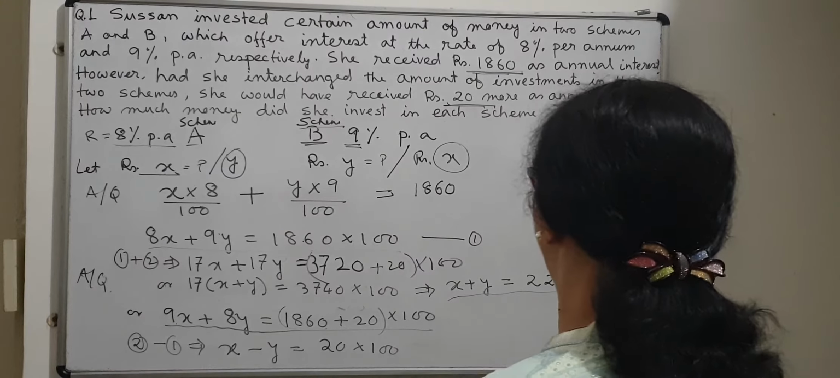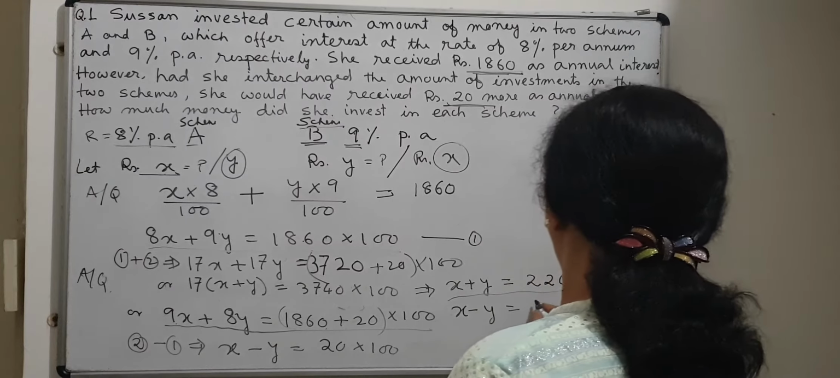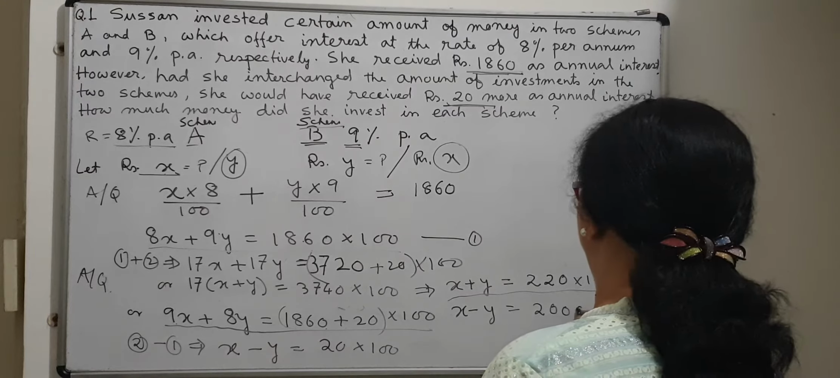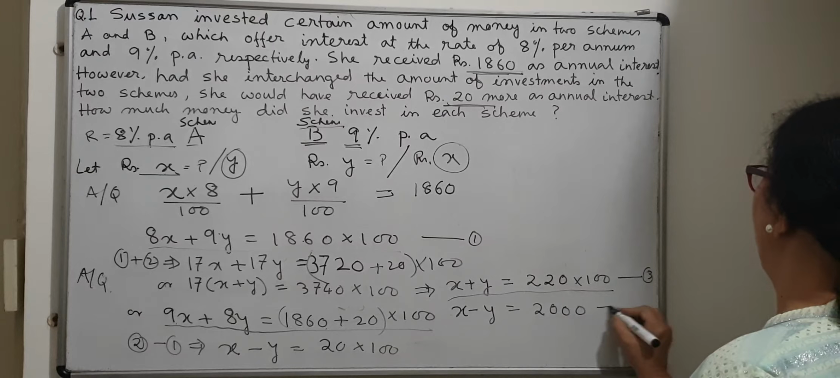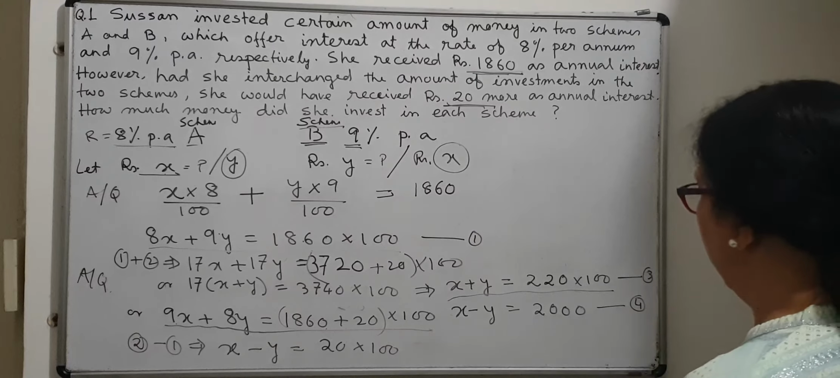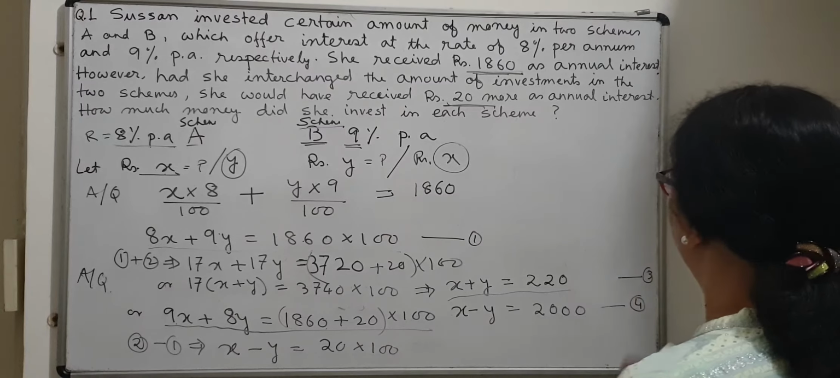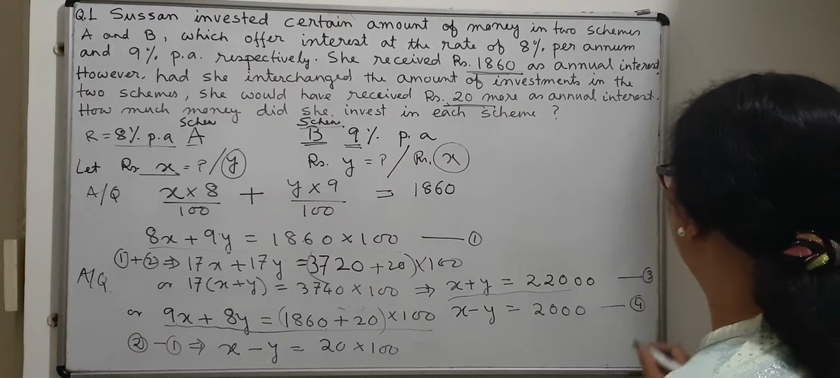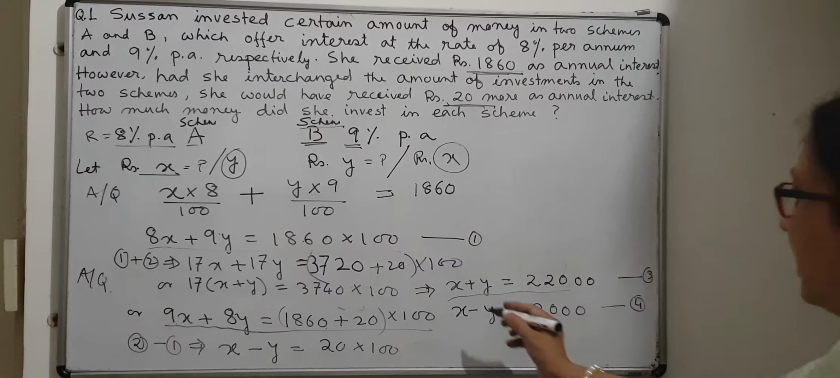So I can write it now here. X minus y is equal to 2000. This is equation 4. And this I can write in this 22,000. Okay. So now it is very easy to solve. By adding 3 and 4, I will be getting the value of x.